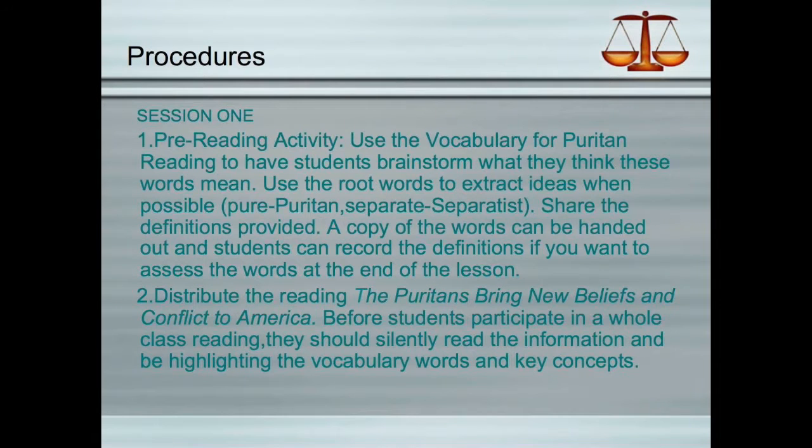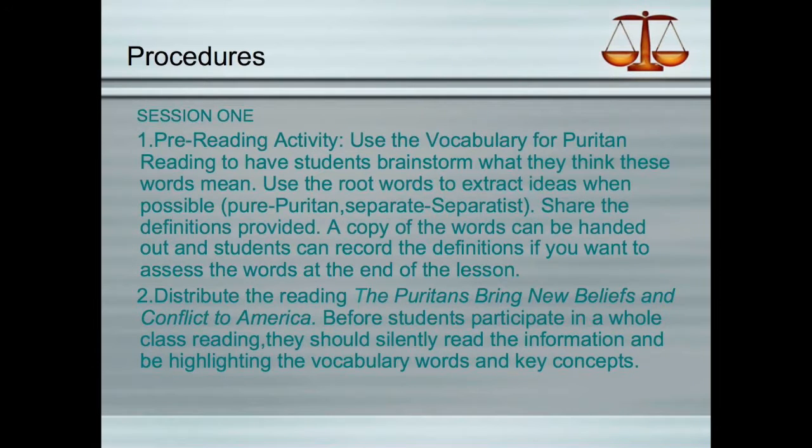In session 1, there's a lot of vocabulary in this lesson. There's a lot of new vocabulary. A lot of the words have to do with areas that we don't discuss in school a lot. Religious words, words of conflict, words having to do with legal ramifications of consequences.